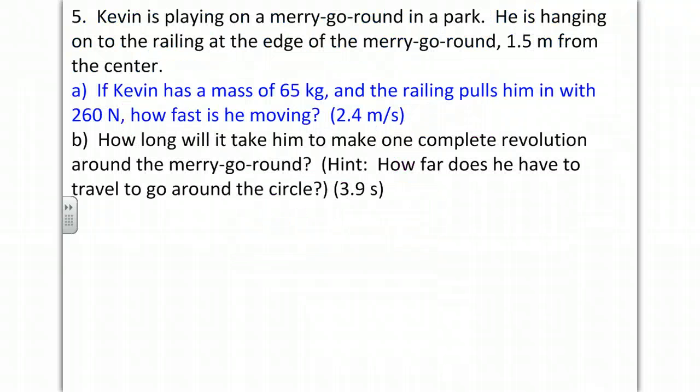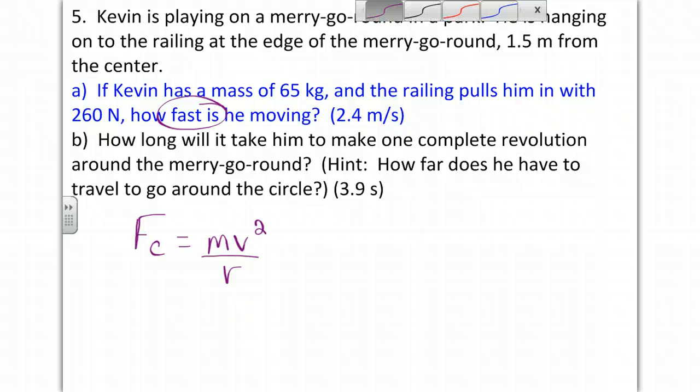Number 5, for part A, we want to determine how fast is he moving. So our original equation is centripetal force equals mass times velocity squared over the radius. We want to solve for velocity squared. So we're going to actually rearrange this equation. We'll multiply both sides times r. That cancels our r.